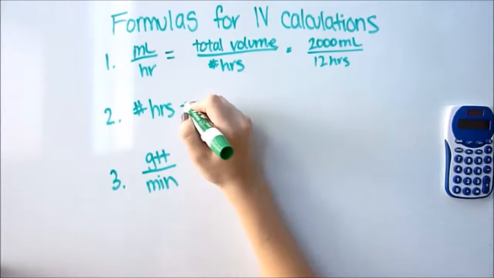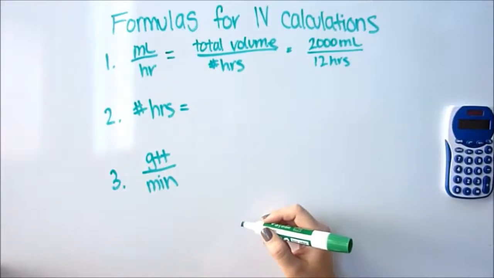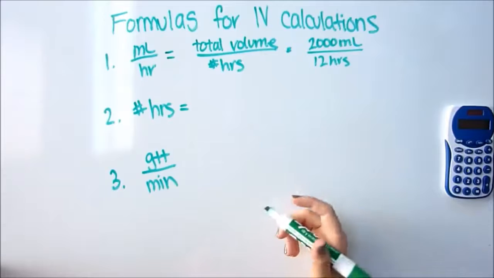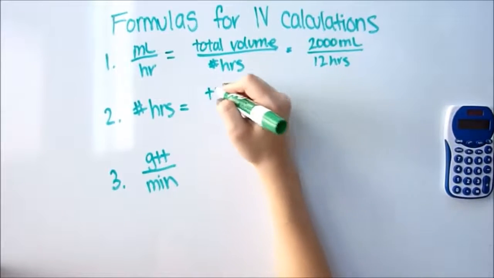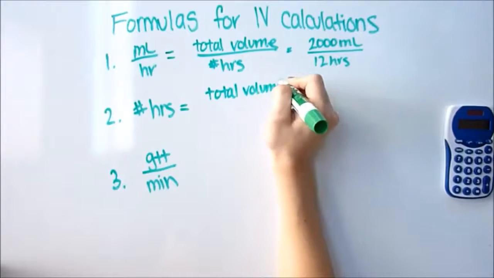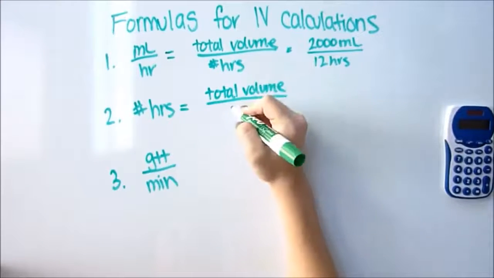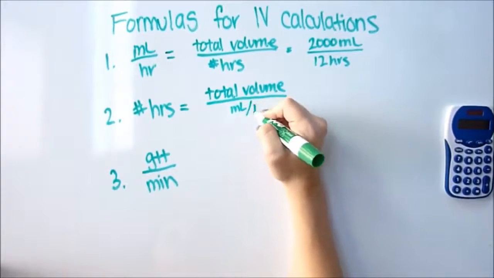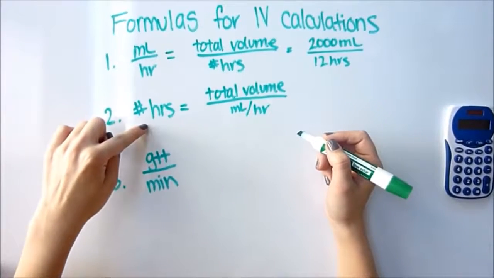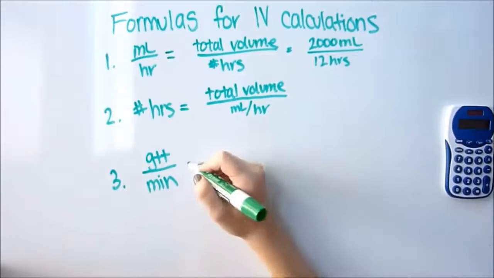The next one is your number of hours. Maybe they're going to ask, how long is this going to infuse for? In the problems, you're going to take your total volume and divide that by ml per hour. So you're going to need this to find that, and you'll see that in our problems.